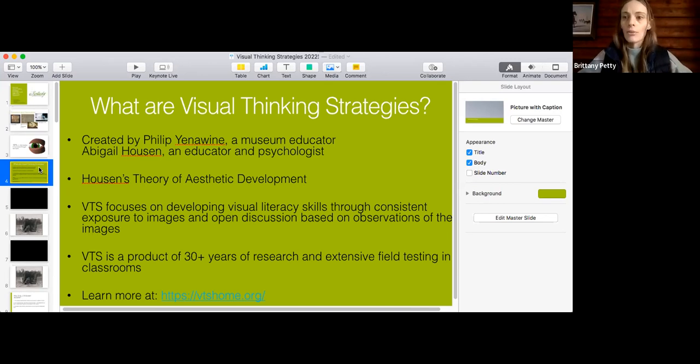people learn from images? So he got together with an educator and psychologist. She had graduated from Harvard. These are big deal people. And named Abigail Housen. She studied how we look at images and that development. And she came up with the theory of aesthetic development. And in her research, what happens, no matter who you are, where you're from, what your background is, there are 5 stages when you look at an image.